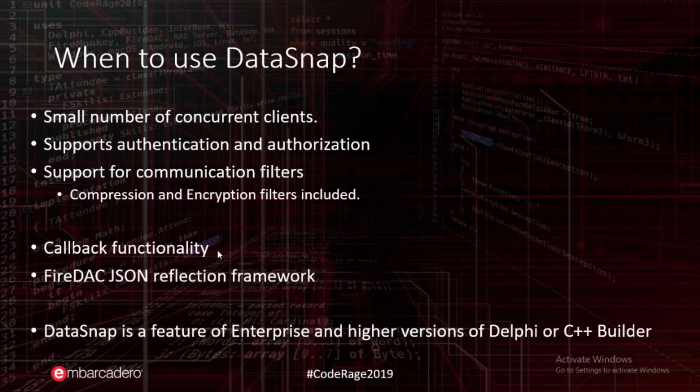Another interesting feature of DataSnap is the callback functionality. Servers can notify selected or all connected client applications by sending information to callback channels that something interesting happened on the server. And DataSnap also has the FireDAC JSON reflection framework that simplifies building client-server database applications. For example, data from multiple FireDAC datasets on the server can be combined into one object and sent to the client to be loaded into a local FireDAC memory table component for processing. So all changes to the data made on the client can be sent in one operation to the server for updating the underlying database. And lastly, DataSnap is a feature of Enterprise and higher versions of Delphi and/or C++Builder.